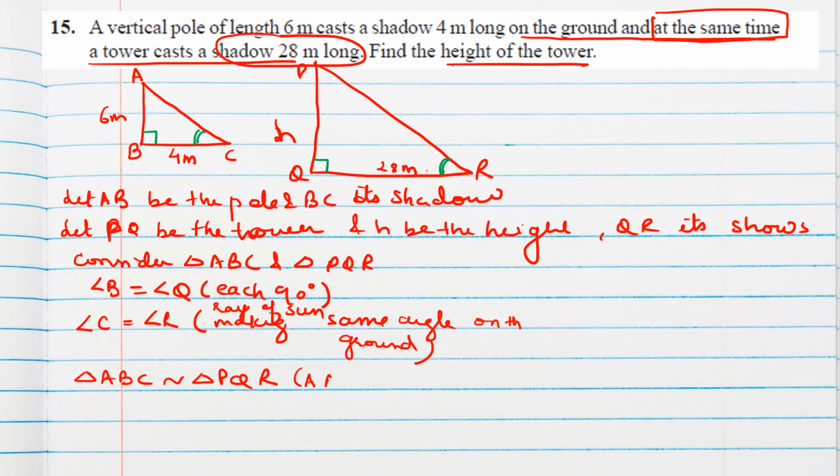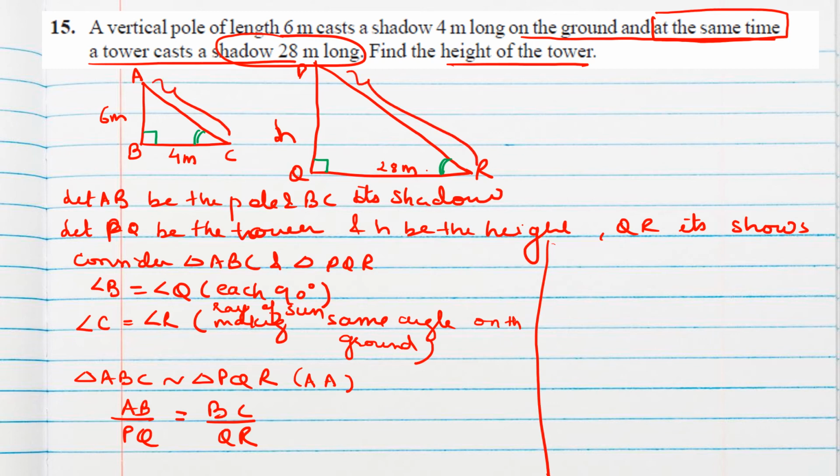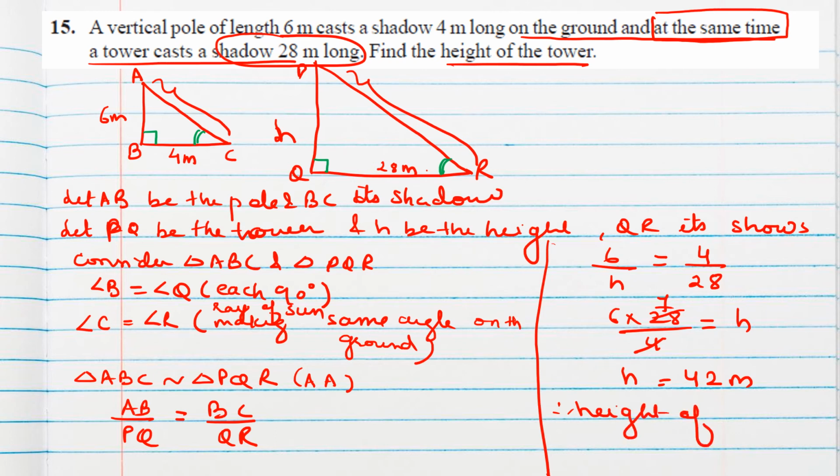by AA criteria. Now if these two triangles are similar, we can write their sides are in ratio by CPST. So we will write AB by PQ and BC by QR. Third side I am not writing because here no length is given. Okay, so AB by PQ means 6 by H, and BC by QR means 4 by 28. So H is 6 into 28 by 4, which is 7 into 6, that is 42 meter. So therefore the height of the tower is 42 meter.